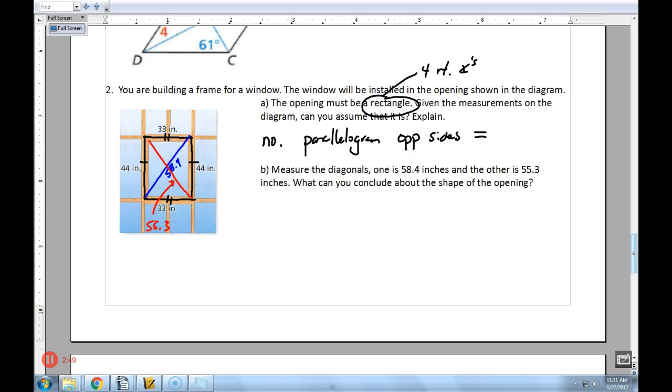So now what can I conclude about the shape? Well, it is definitely not a rectangle. A rectangle must have not only 4 right angles, but it also must have equal or congruent diagonals. So this is not a rectangle, it is a parallelogram. This is a way that old school carpenters use when they pour a slab for a porch, or they build a deck, or anytime they want to make sure something is square. A rectangle has to have congruent diagonals. If not, then you have a parallelogram.